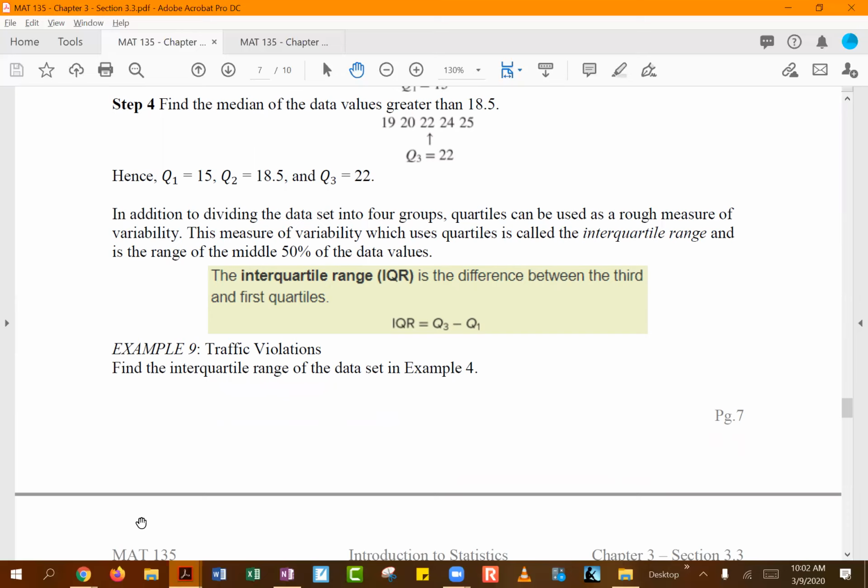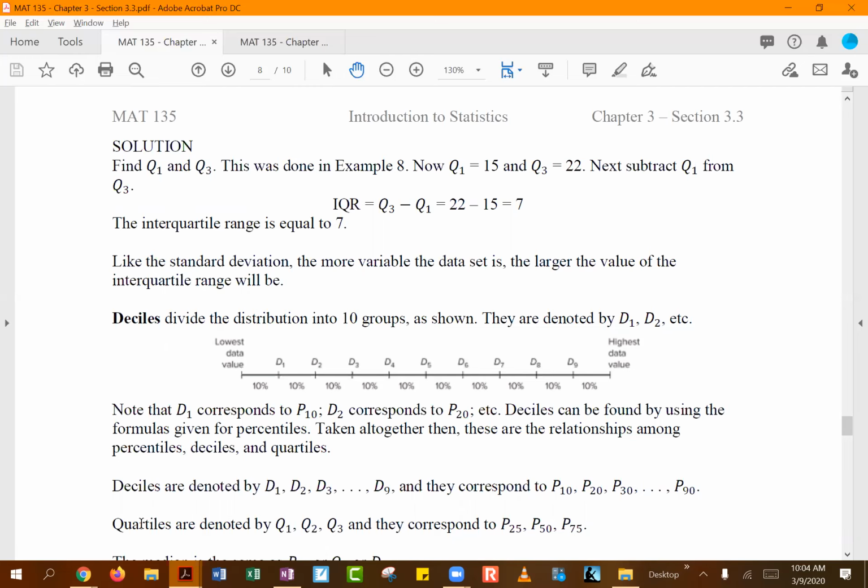In that same sense, how we had talked about standard deviation, the more variable your data set is, of course, the difference between your quartile values is going to be larger, right? So the smaller the interquartile range, the more concise, less dispersed your data is. The larger that interquartile range value is going to be, the more dispersed, the more spread out your data is.